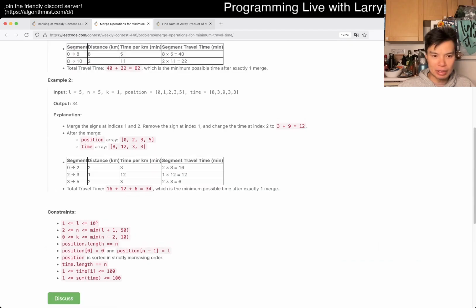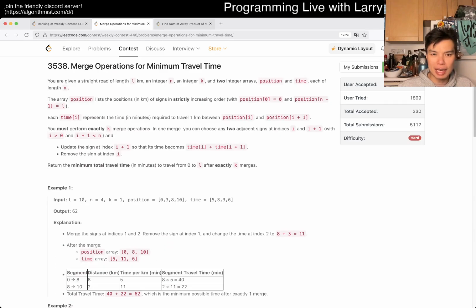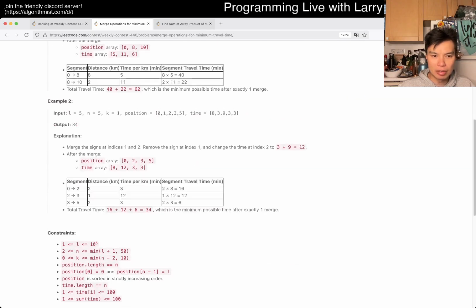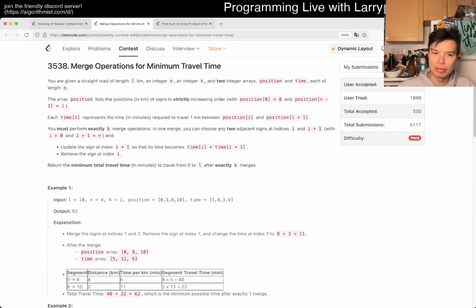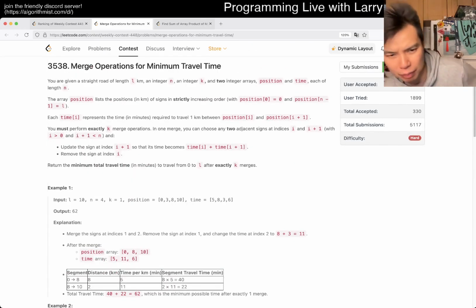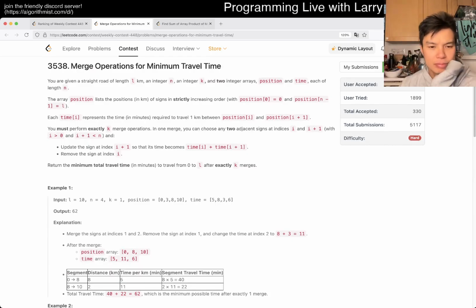All right, what are the constraints? Constraints seem okay. L is 10 to the 5th. Position is the signs, right? So L is just the number of kilometers. Where does L come into play? L doesn't even come into play, right? It's just, well, maybe not directly anyway.